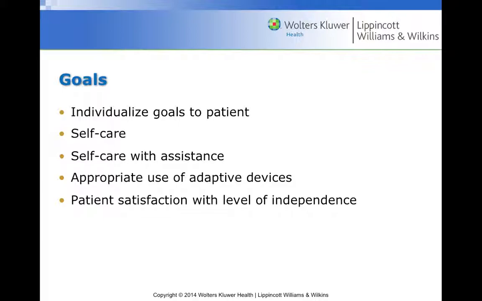Goals for that would be, individualizing it, of course, for the patient and their families, getting back to that self-care, or at least self-care with assistance, and of course, we want the patient to be satisfied with that actual level of independence. We don't want to overexert the patient too fast or push the patient too hard.